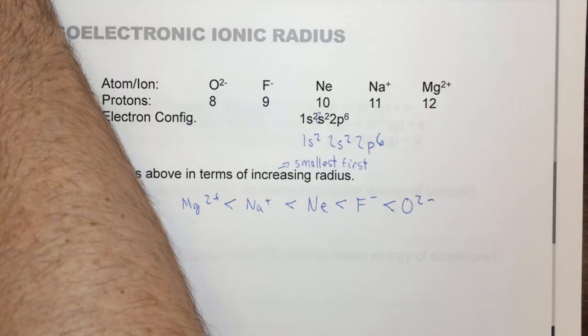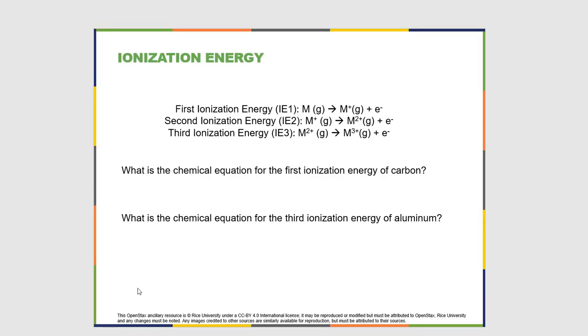So next we want to shift gears a little bit and look at a whole different trend. And that trend is ionization energy. So we're going to look at two trends in the final part of this chapter, and they are ionization energy and electron affinity. And they're exact opposites of each other. Ionization energy is the energy required to take away an electron. So starting with M in the gas phase, we get M+ in the gas phase plus an electron. That's the first ionization energy.